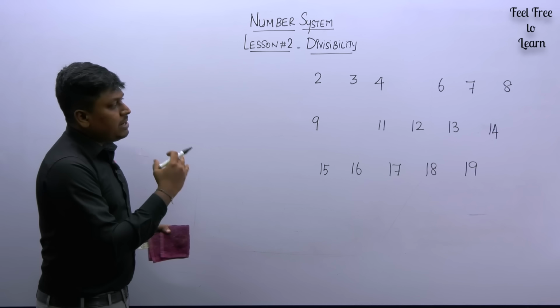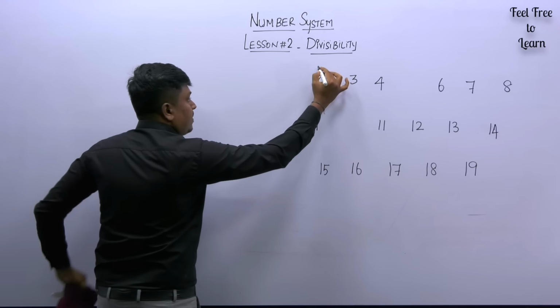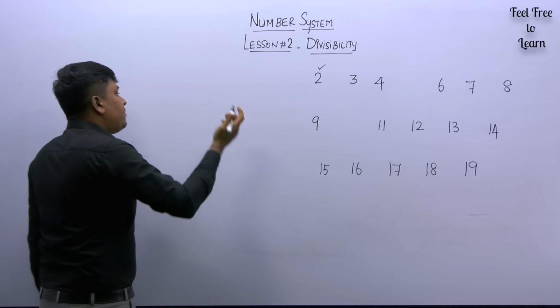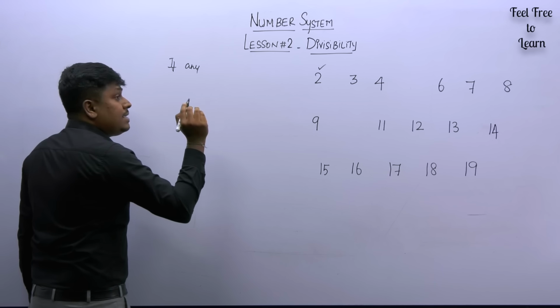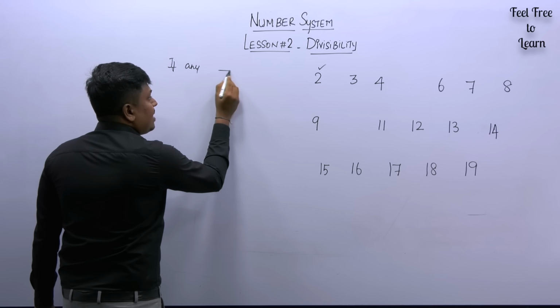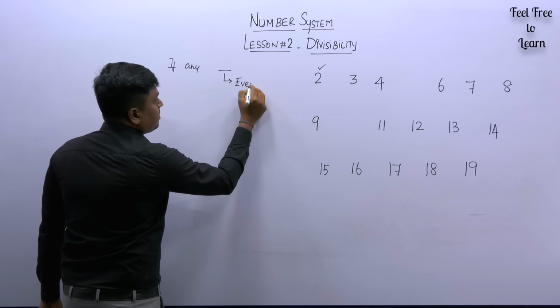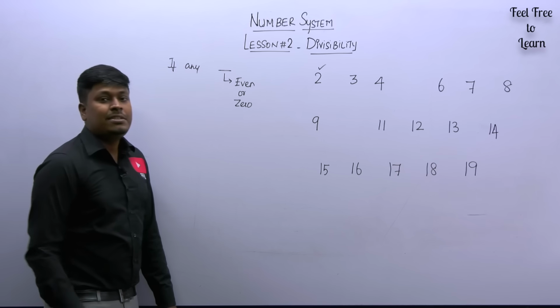See, next will be, let me target the next number, that is 2, right? Number 2. The divisibility rule of number 2 will be very simple. If any given number, the last digit, just listen here, the last digit of the given number should be an even number or else 0. Then the number will be divisible by 2.